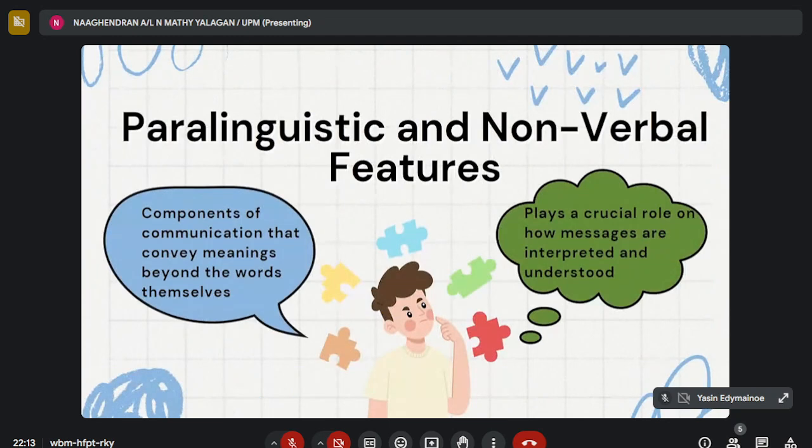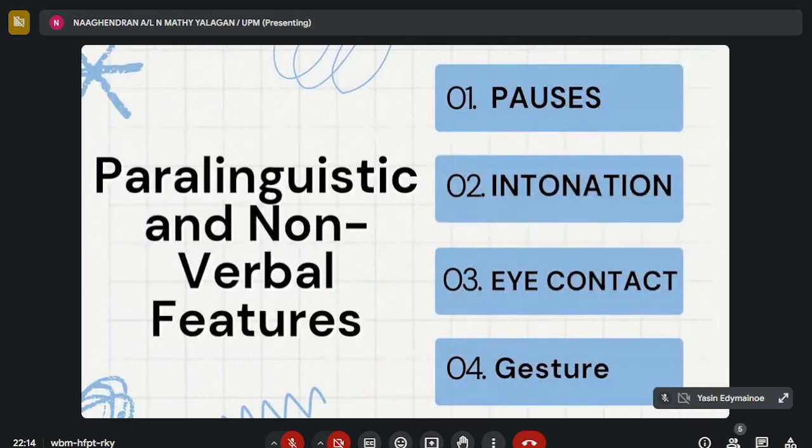As an introduction, the paralinguistic and non-verbal features are components of communication that convey meanings beyond the words themselves. They play a crucial role in how messages are interpreted and understood. Today we will be discussing 4 different paralinguistic and nonverbal features. They include pauses, intonation, eye contact, and gesture.